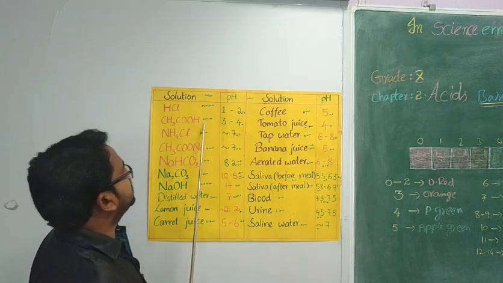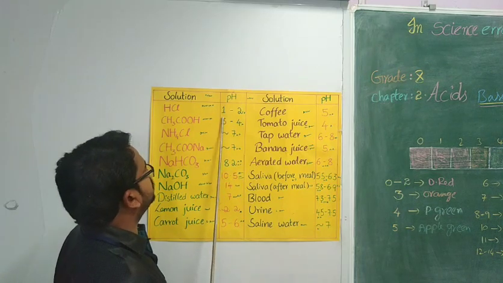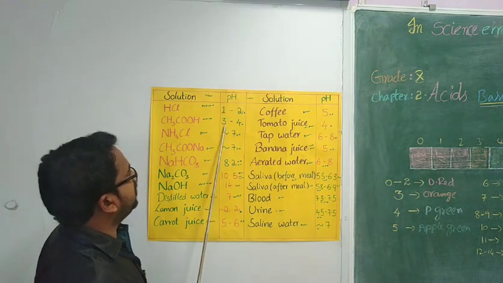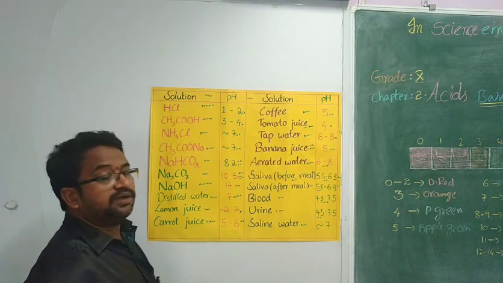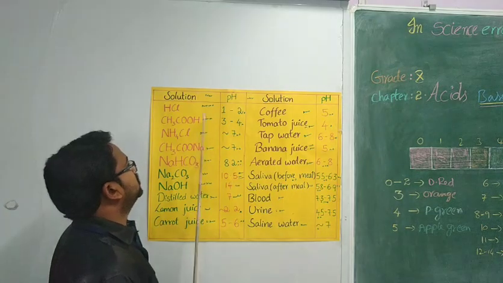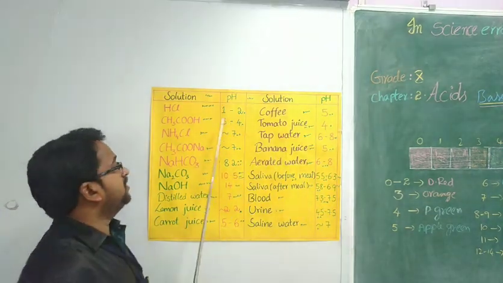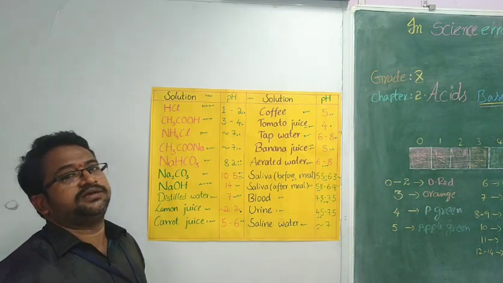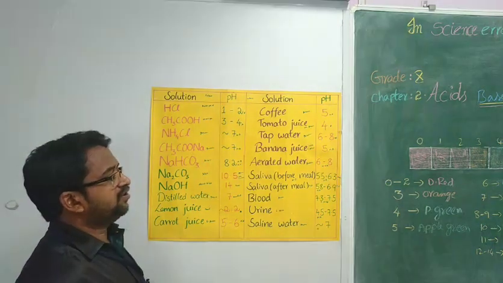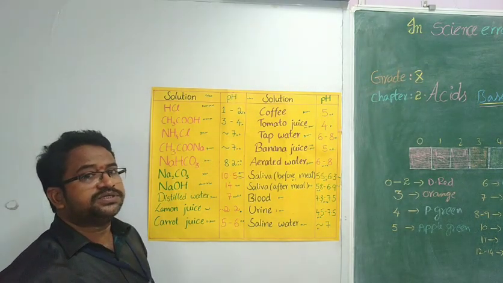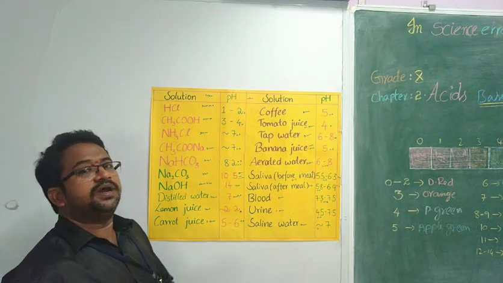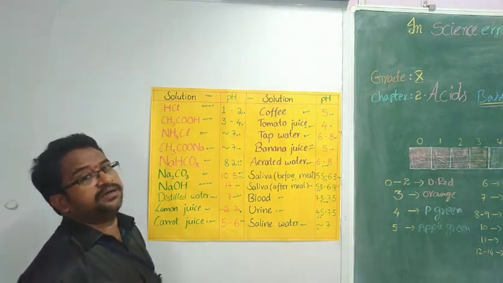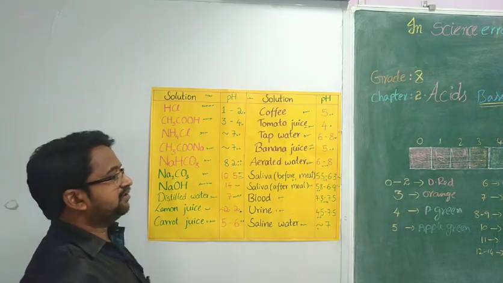CH3COOH. For its color, 3 to 4 is given, but mostly you are going to take 3. 3 means what color? Orange. The pH paper color is orange. What is the other name of pH indicator? Universal indicator. Don't forget litmus papers, blue litmus, red litmus, methyl orange, phenolphthalein, and olfactory indicators. Now, pH indicator is the universal indicator.